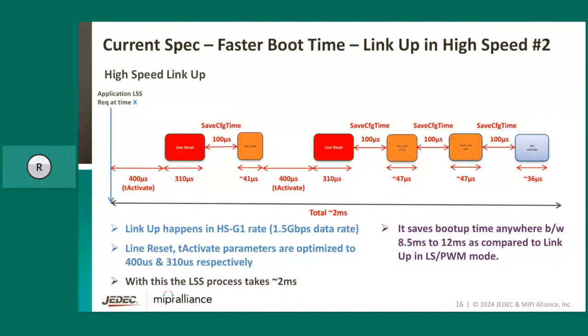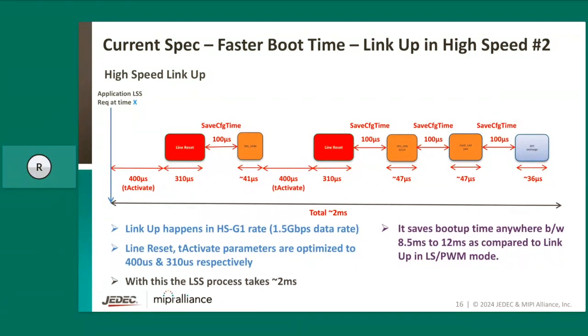And the trigger pattern itself, unlike earlier, where it used to operate in PWM gear 1, which ranged anywhere between 3 Mbps and 9 Mbps, will suddenly start operating in the 1.5 Gbps range. That means HS gear 1, which will bring the trigger pattern down to the range of tens of microseconds. As we see there, it is going to be 41 microseconds, ranging up to 47 microseconds. All these time reductions contribute to the overall time saving, so it brings link-up down to 2 milliseconds.